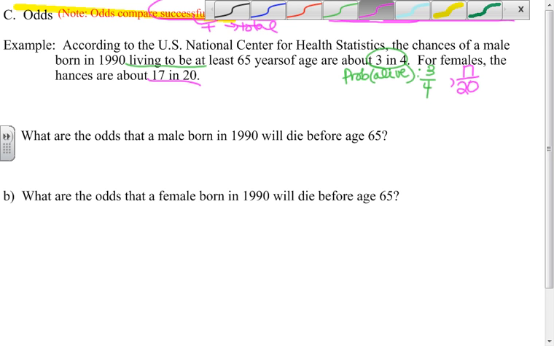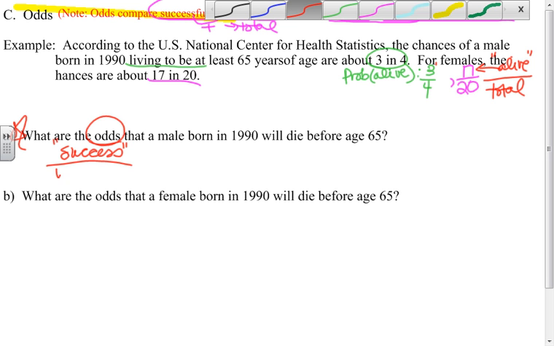So what does that really mean? If 3 out of 4 are alive, that means 1 out of 4 are dead. If 17 out of 20 are alive, that means 3 out of 20 are dead. So remember, the top number is alive because that's our success, and the bottom number is total. Now, read carefully here. What are the odds? So we are going to switch whatever our success is defined as to an unsuccessful. Okay, that a male born will die before the age of 65.